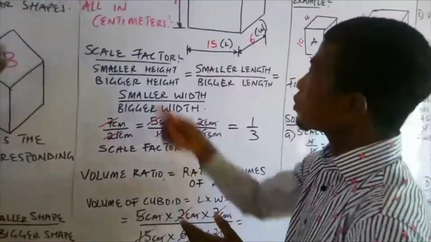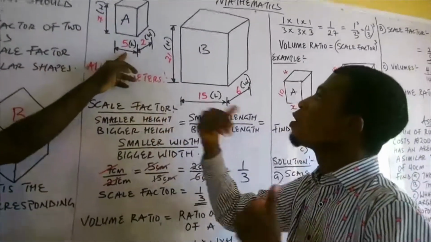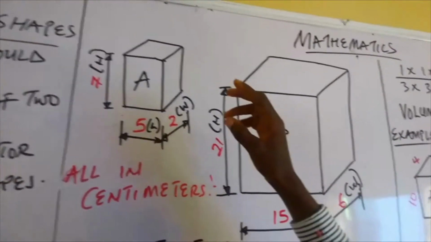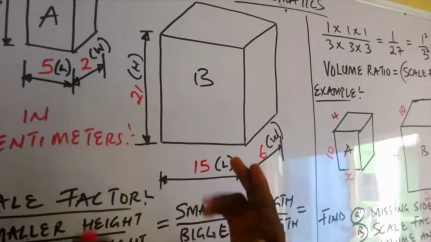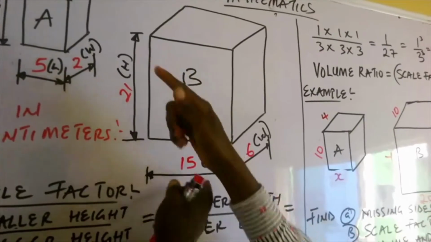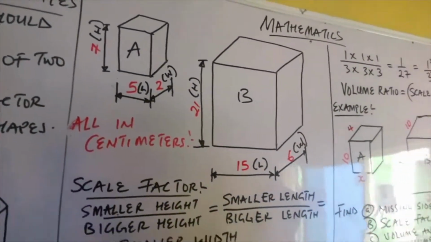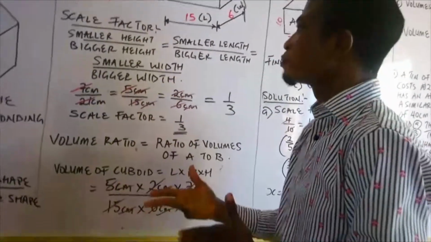This is a cuboid. Here we have 7 centimeters as height, 5 centimeters as length, and 2 centimeters as width. On cuboid B, we have 21 as height, 15 as length, and 6 as width. All units of length and dimensions are in what? Centimeters.